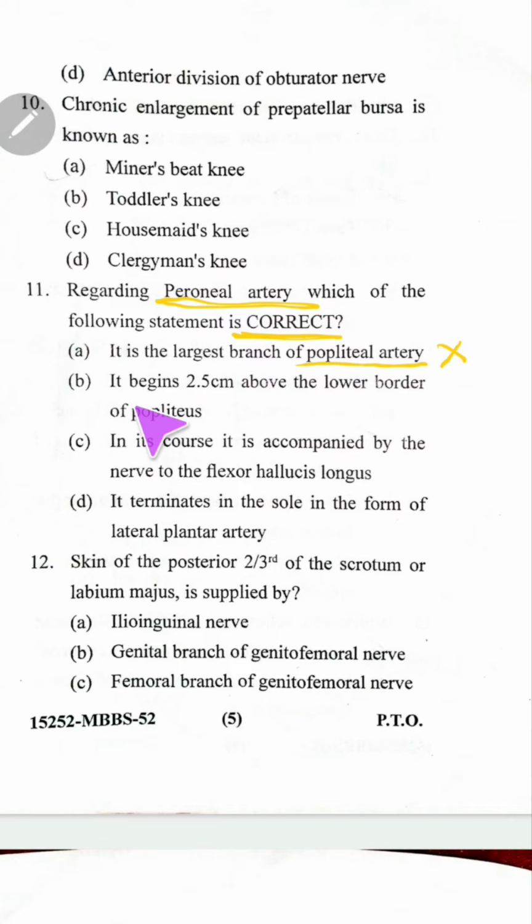So it's wrong. It begins 2.5 centimeter above the lower border of popliteus. I told you it's wrong. This peroneal artery is given off from posterior tibial artery 2.5 cm below the lower border of popliteus. In its course, it is accompanied by the nerve to flexor hallucis longus. I have told you the entire thing about this. So the correct choice, what they have asked, the correct choice will be C.